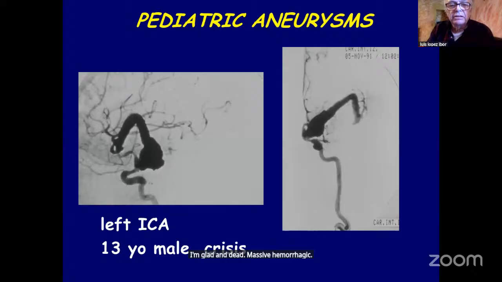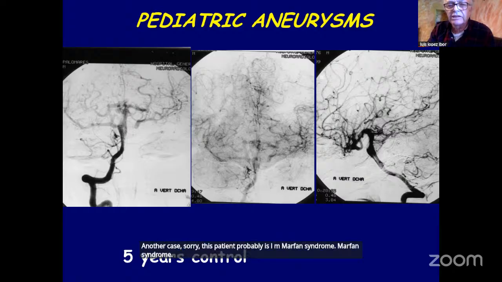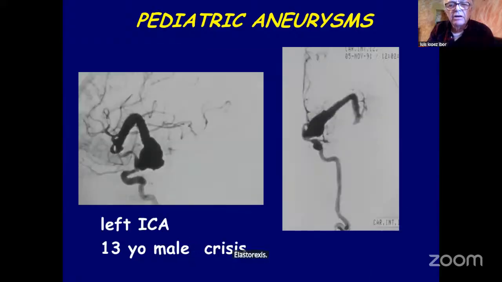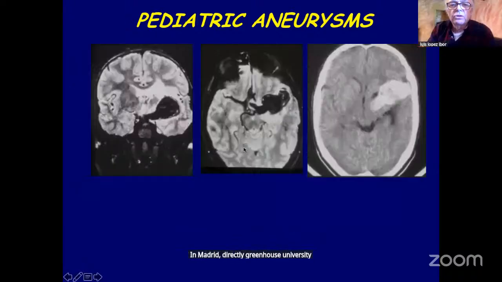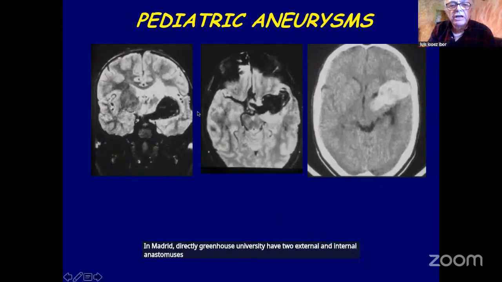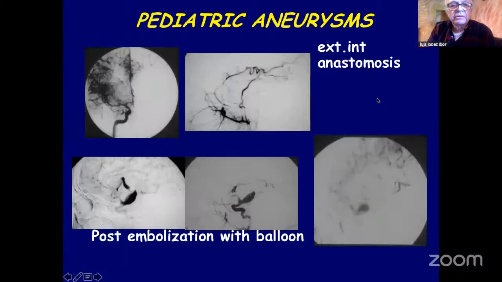Another case, this patient probably has Marfan syndrome. Marfan syndrome, elastorhexis. This is another treated by myself in 91 in Madrid. Recklinghausen disease, with two external-internal anastomoses. After putting the balloon here, you see the thrombus. And this is the final control, and the patient rests well.